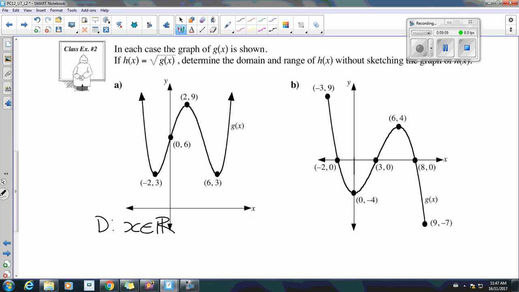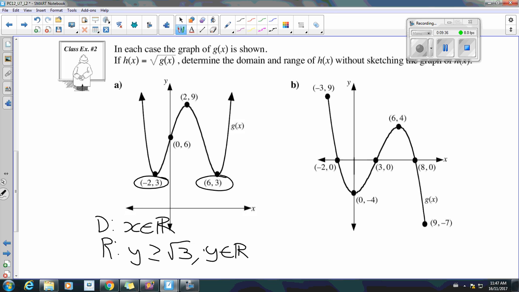The range is a little bit trickier. Remember that for the range, we square root all the y values. Well, our smallest y values here were 3. Those will still correspond to our smallest y values, except now we've taken the square root of them. So now our smallest y value will be the square root of 3. B.